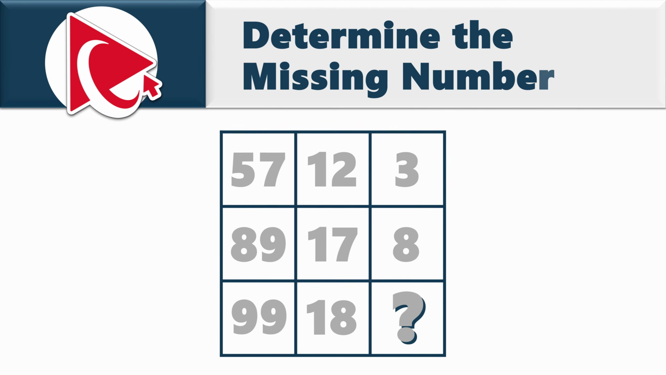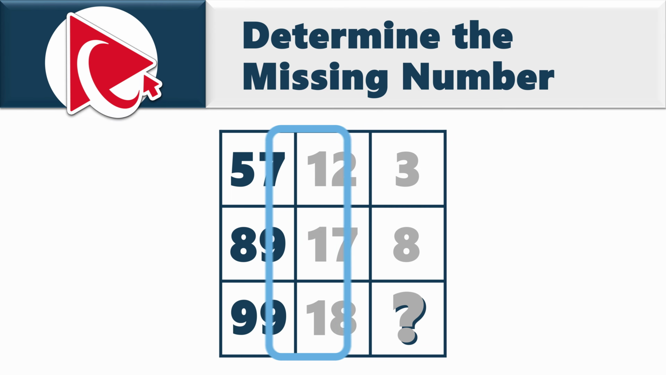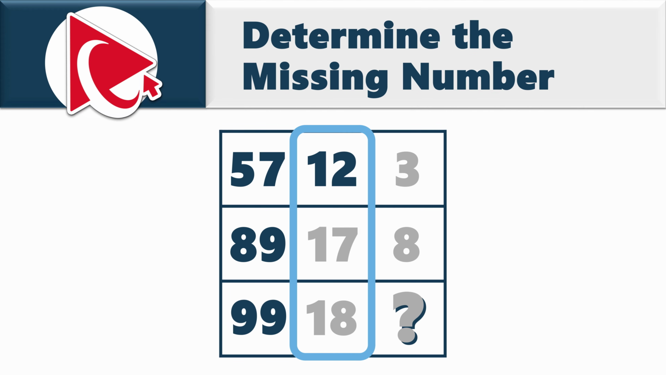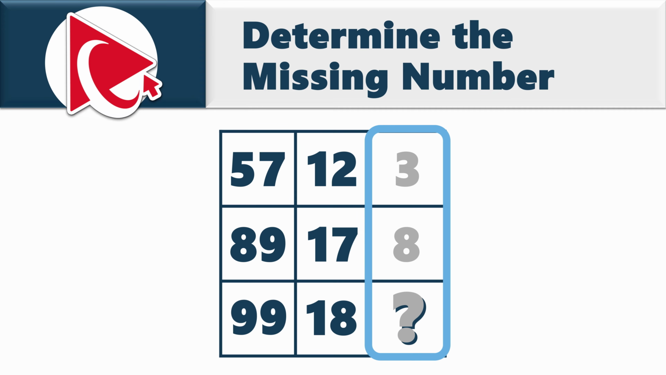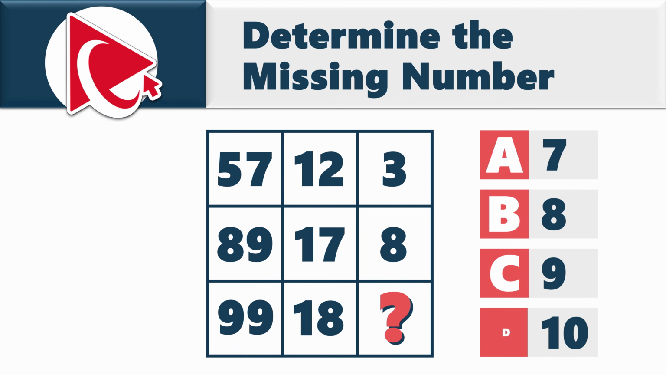You are presented with the 3x3 matrix. Each cell in the matrix has numbers inside. Starting with the first column, the numbers are 57, 89, and 99. The second middle column has numbers 12, 17, and 18. And then the third column has numbers 3, 8, and then comes the missing number, which you need to calculate and select out of 4 possible choices. Choice A, 7, choice B, 8, choice C, 9, and choice D, 10.